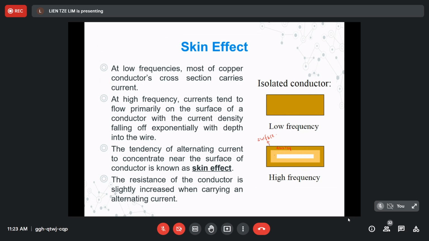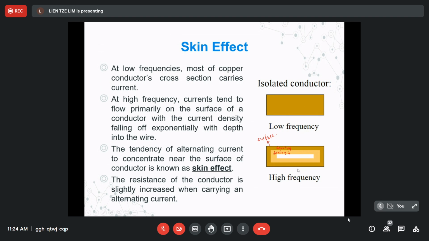when the depth of the wire is increased. So here the current density drops with the depth of the wire. The tendency of alternating current to concentrate near the surface of a conductor is known as the skin effect. So this phenomenon we call the skin effect.